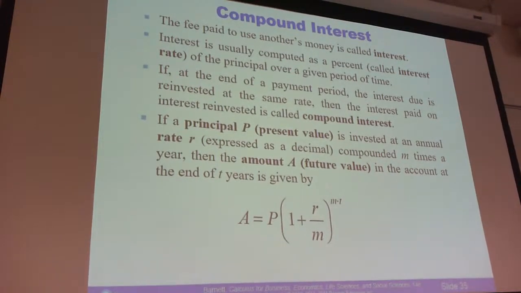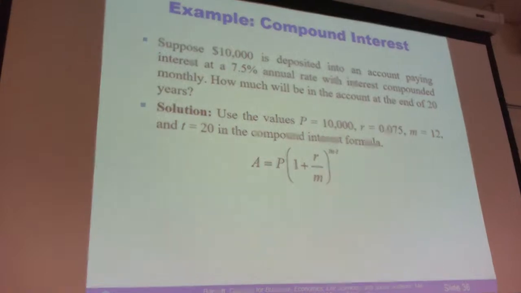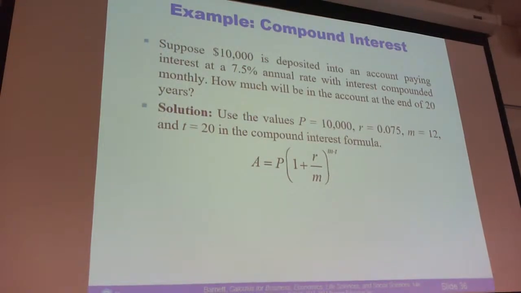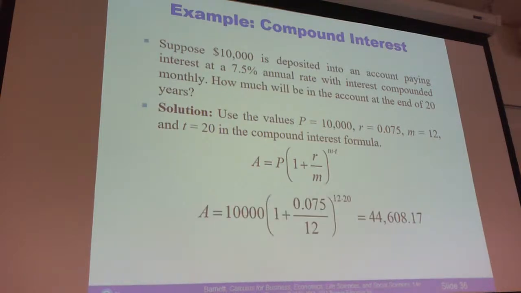So, again, I know we're getting close to our limits. Let's go through this. If you put $10,000 in the bank, and you get a 7.5 annual rate, which nobody's going to give you, with interest compounded monthly, how much money will you have in the account at the end of 20 years? Well, P is 10,000, R is 0.075, M is 12, and T is 20. If I plug everything into that, that's what it would look like.